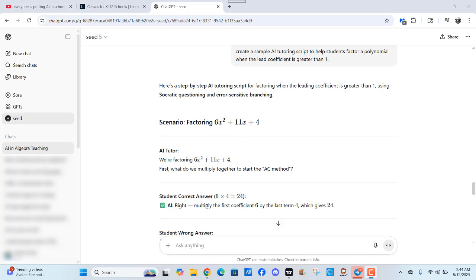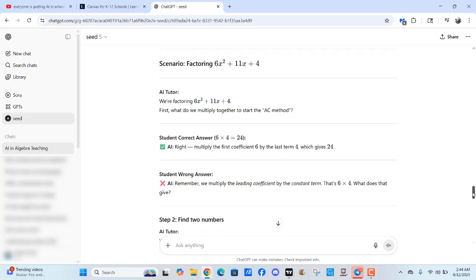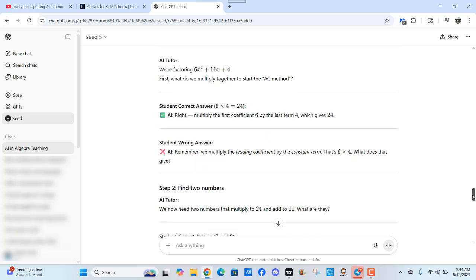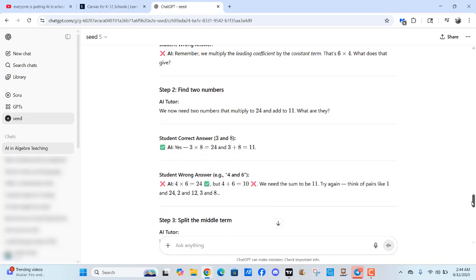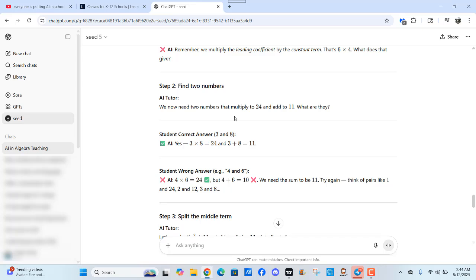Student correct answer: 6 times 4 is 24. AI: right, multiply the first coefficient 6 by the last term 4, which gives 24. Student wrong answer: if the student answers incorrectly, AI says, remember we multiply the leading coefficient by the constant term. That's 6 times 4. What does that give? Then, assuming the student gives the correct answer, now for step 2, find two numbers. AI tutor: we now need two numbers that multiply to 24 and add to 11.